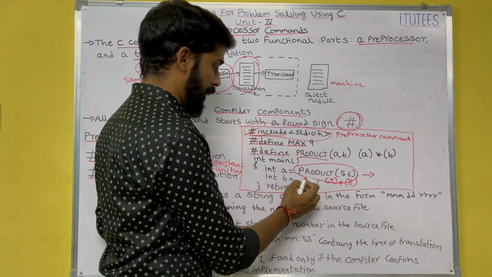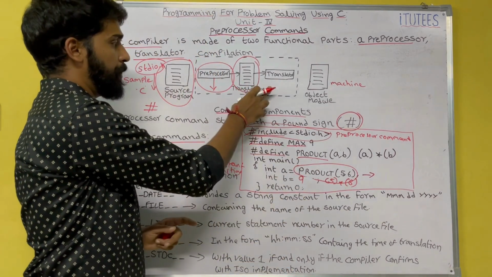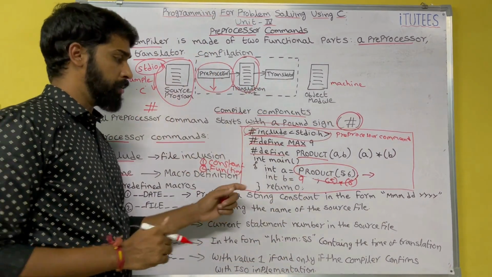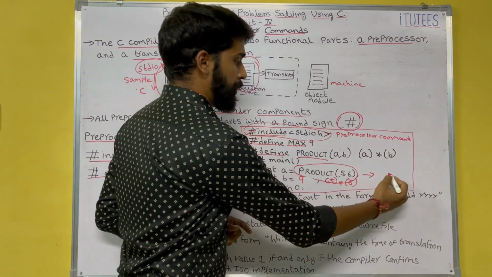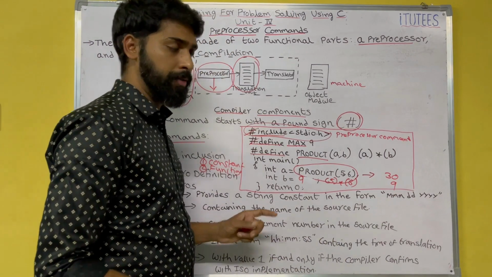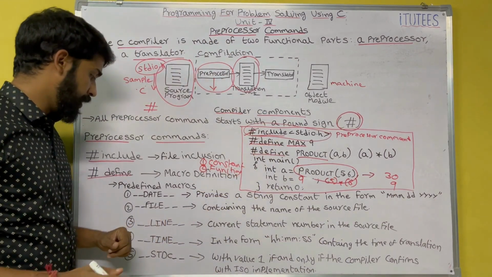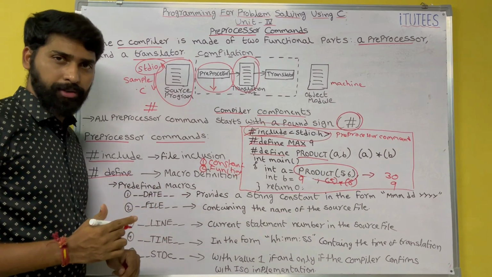So instead of this max, 9 is substituted before compilation. Now, if you print A value, it prints 30 as the output. If you print B value, it prints 9. We see the exact output when we execute this program.